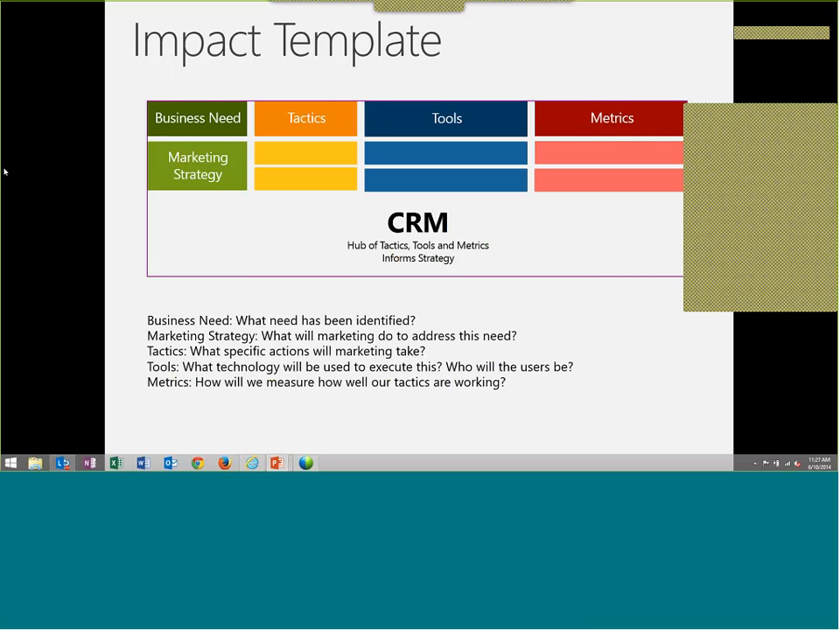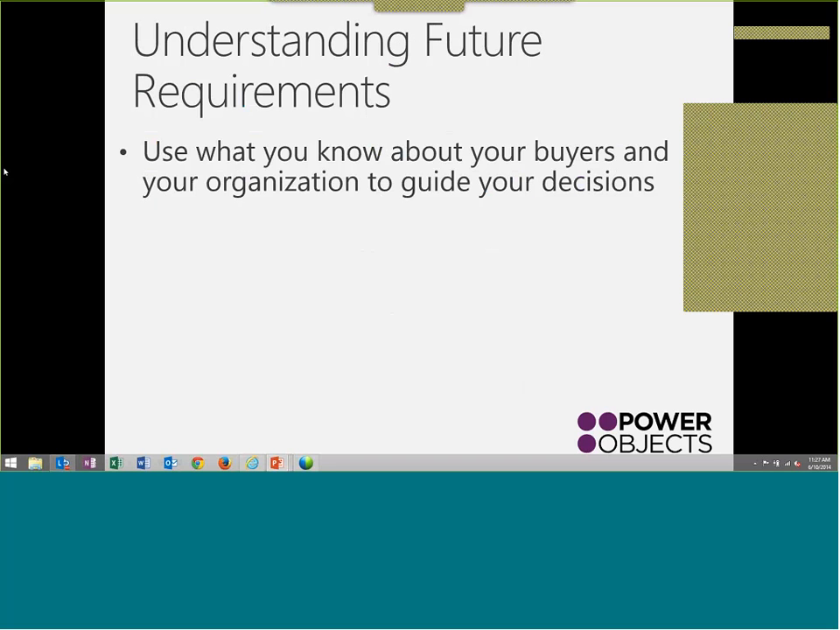So as you think about adding things to the current mix of marketing tools and marketing tactics, you can always have this impact template as a starting point, and it's simplified on purpose. As Gretchen said, keeping it simple helps us identify what tactics, tools, and metrics are going to really add to our marketing strategy and add to the results that we're going to be able to achieve. So once we've added to our mix or identified areas where we can add to our mix, then we can start to understand what our future requirements are going to look like.